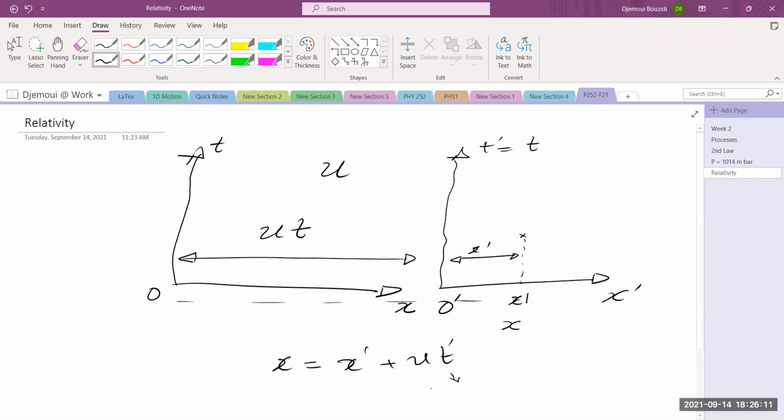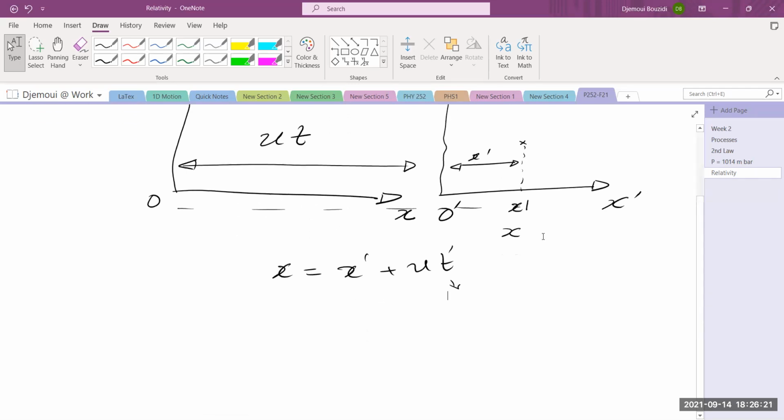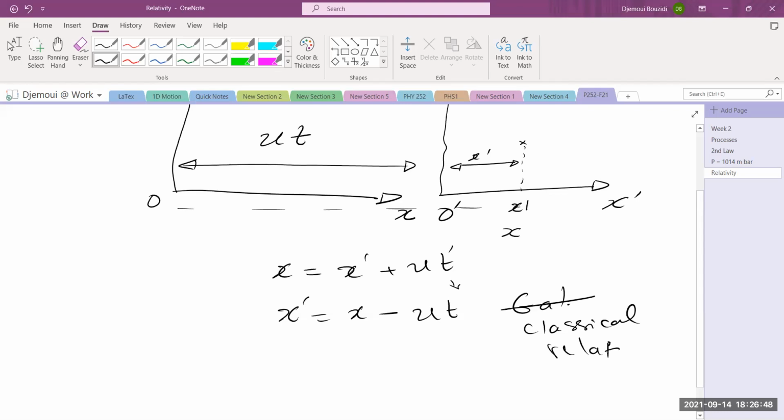From the vantage point of here, actually from this train, I know x prime is just going to be x minus ut prime. But t prime and t are the same. So that's why we don't really bother with this, okay? So this is basically what classical transformations is. So this is called the Galilean transformations, or classical relativity, because I can take the derivative of this expression and find v in the non-moving frame is equal to v prime plus u, because t and t prime are the same.